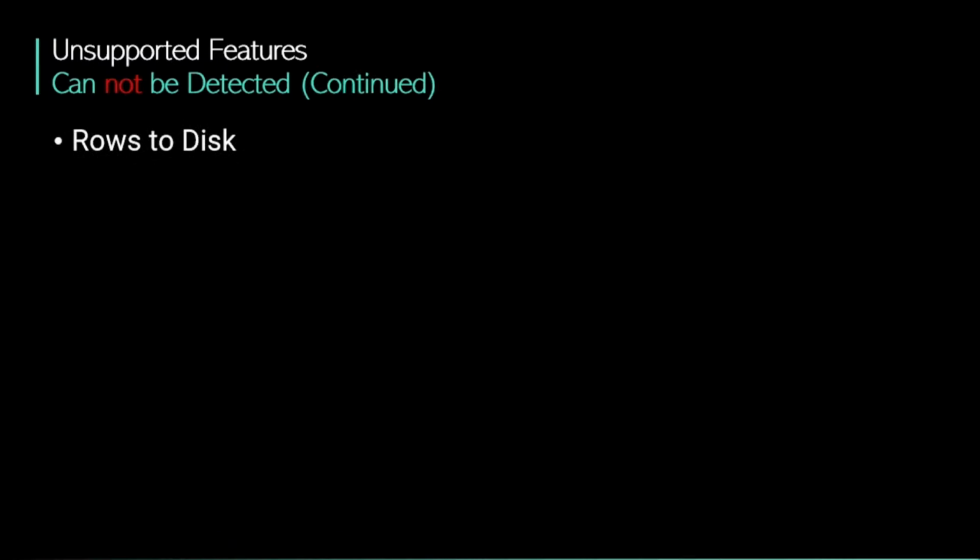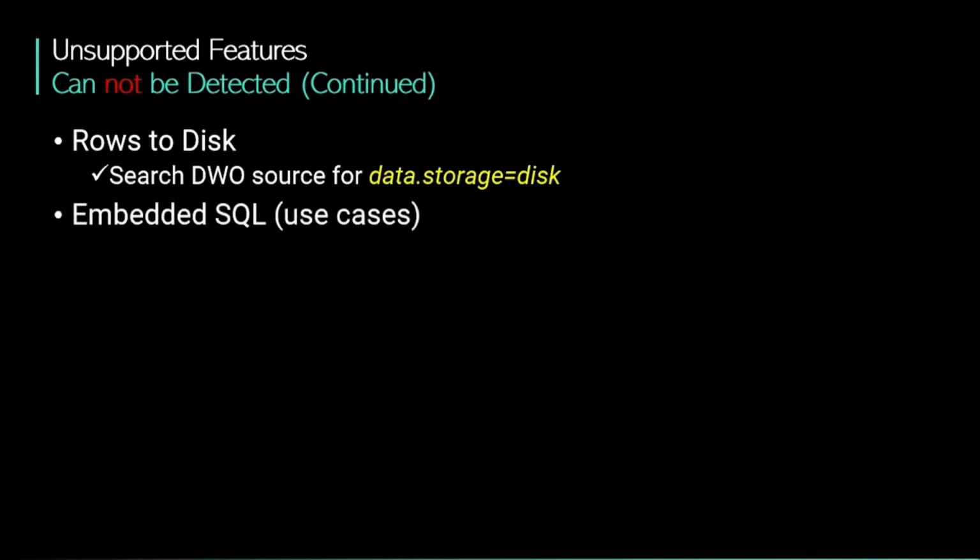So continuing on, rows to disk. It says that you cannot detect that, but again, it's easy to do. Just do a global search, looking for a DataWindow object where the key syntax in the DataWindow source is data.storage equals disk. As soon as you see that, you know that's not supported.